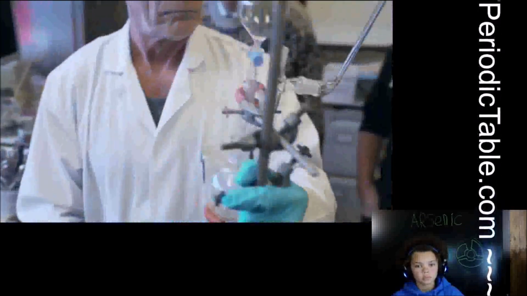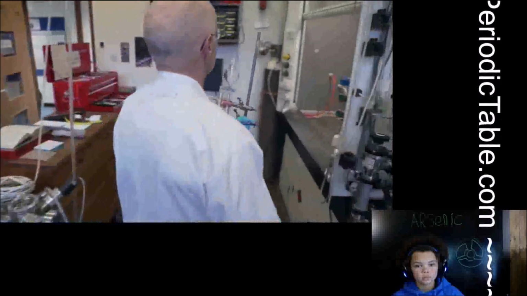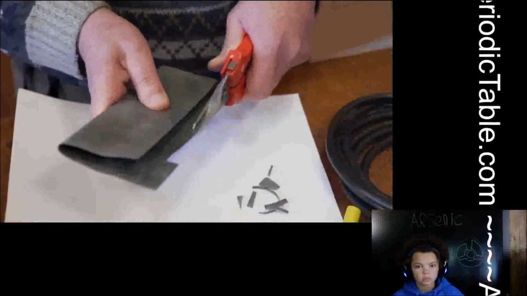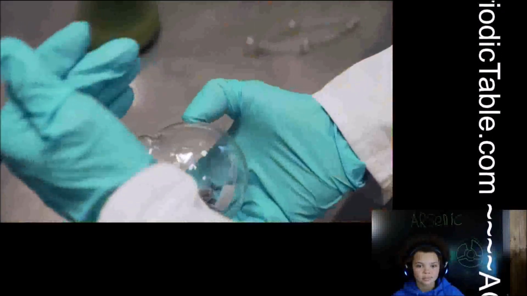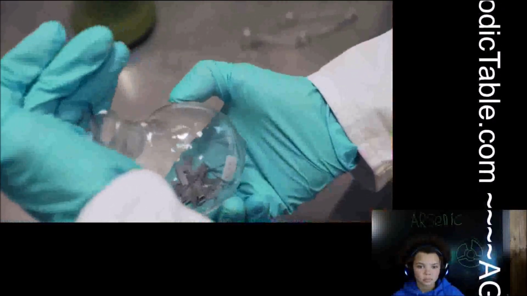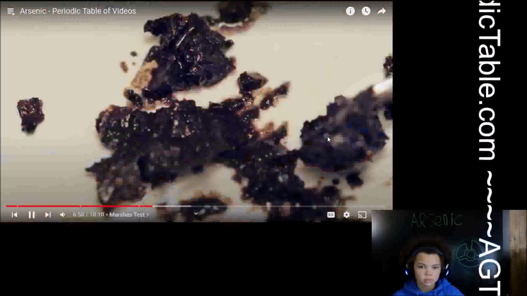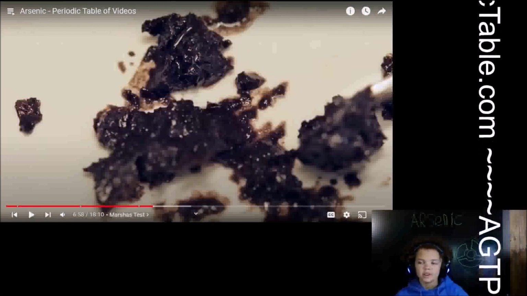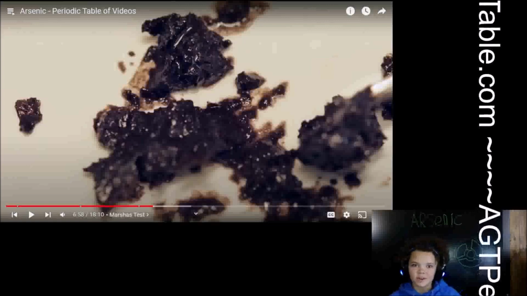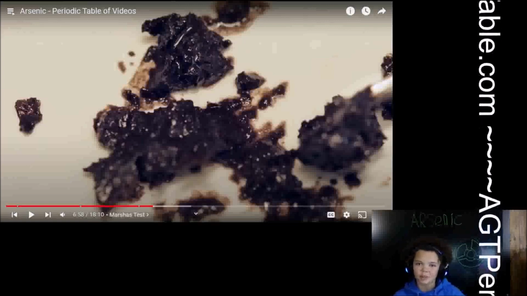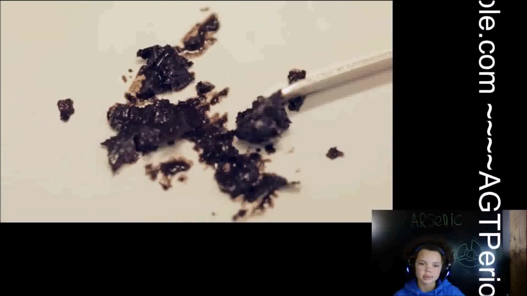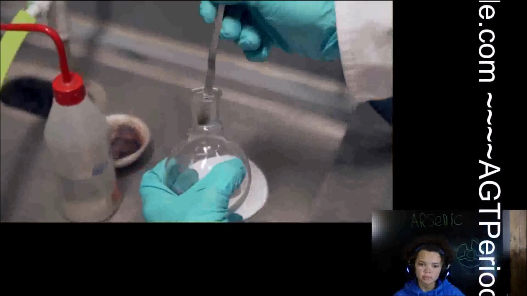The first thing you have to do is to add metallic zinc. I was really excited. I was allowed to chop up the zinc. You put the pieces of zinc into a round bottom flask, and then you add whatever you think contains arsenic. In our case, a small amount of Neil's brown sludge.